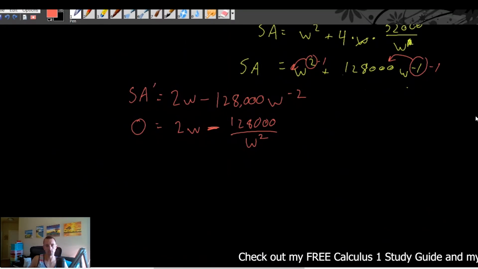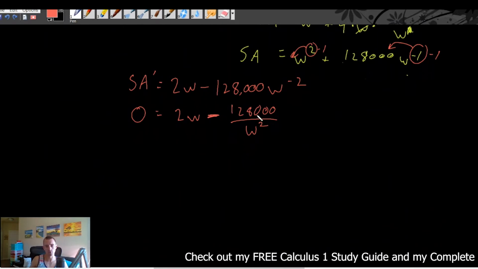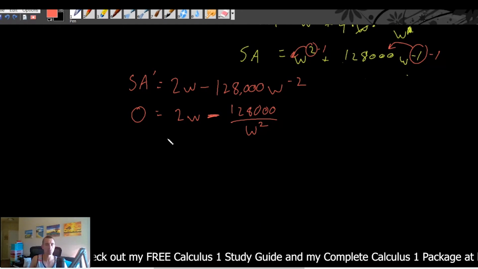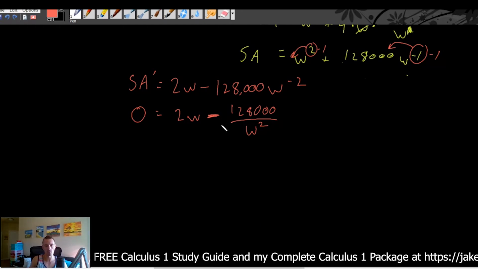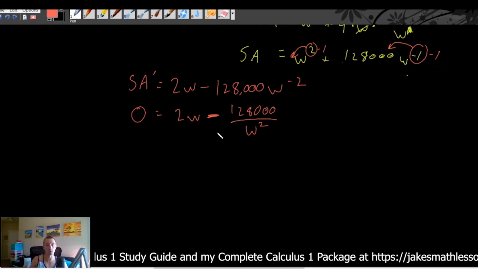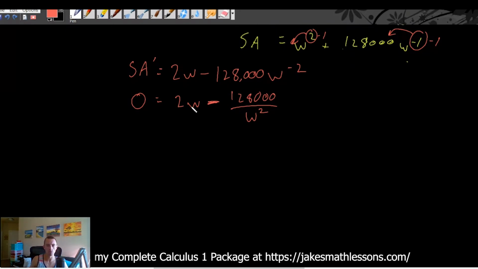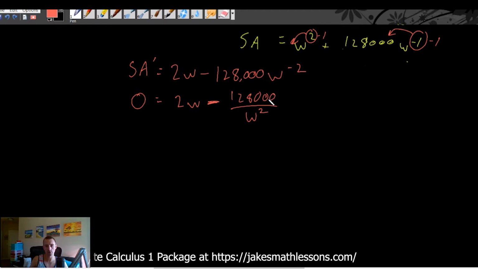W equals 0 makes no sense. And that's the only place where this derivative, SA prime, would not exist. So we only need to worry about where SA prime equals 0. So we can solve this equation for W to find that critical number or critical numbers. So first thing we'll do, we'll add 128,000 over W squared to both sides.